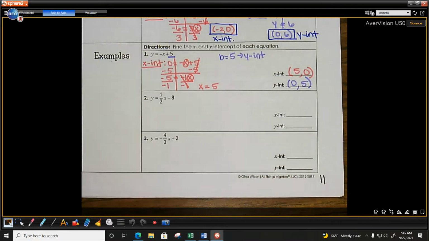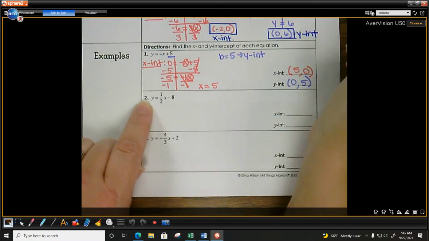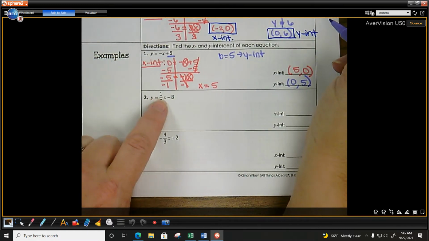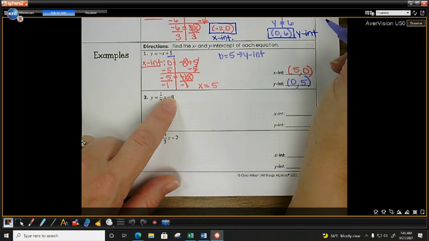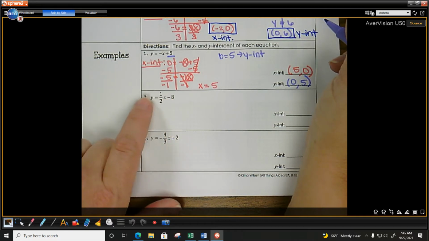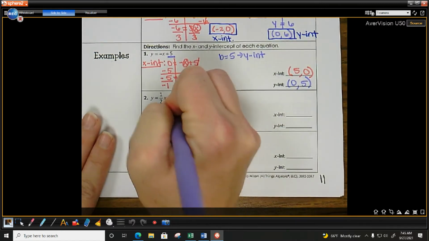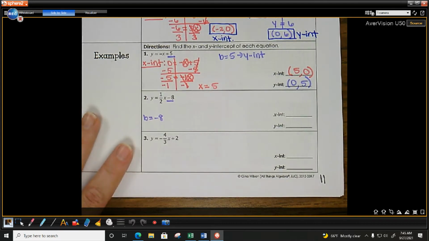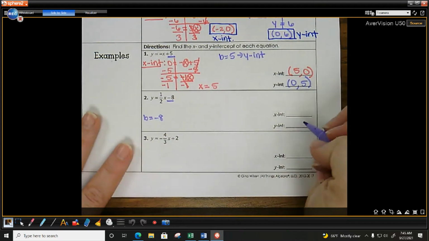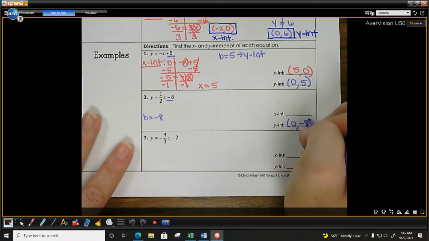Okay? Let's look at the next one. Let's find our y-intercept first. Y equals mx plus b. Are we in slope-intercept form? Y equals mx plus b. So what's my b? Negative 8. B is negative 8. So what's my y-intercept? But we write it as a point. 0, -8.